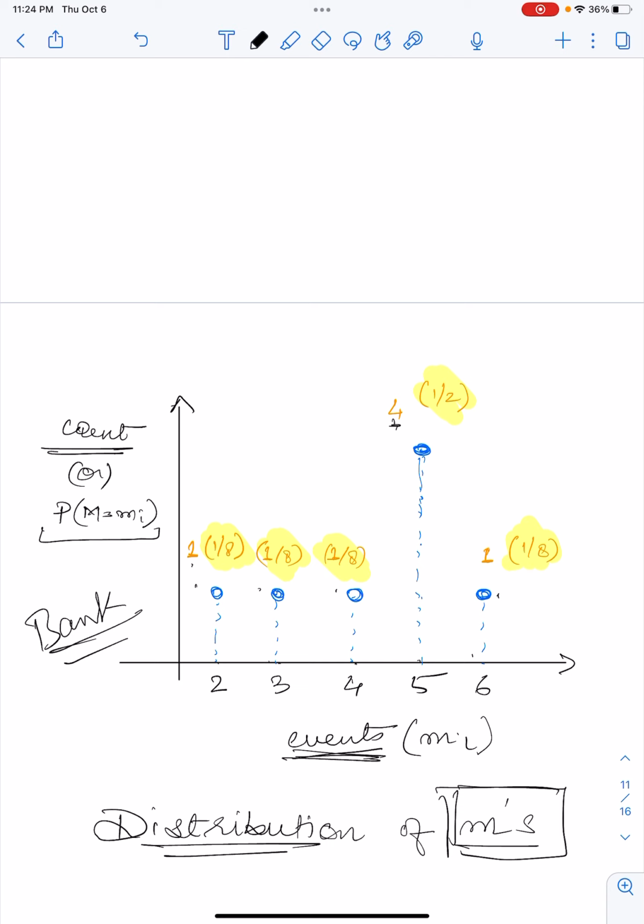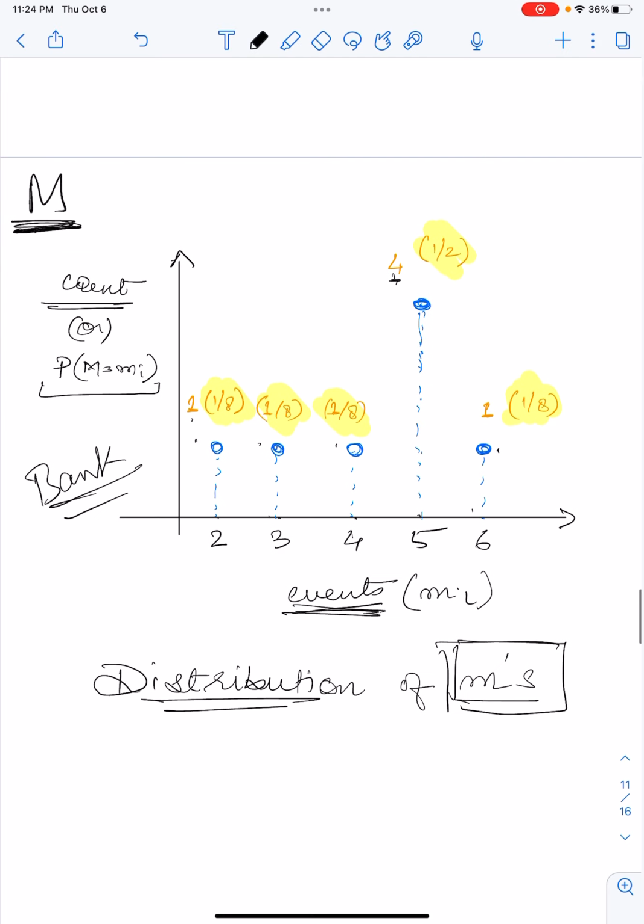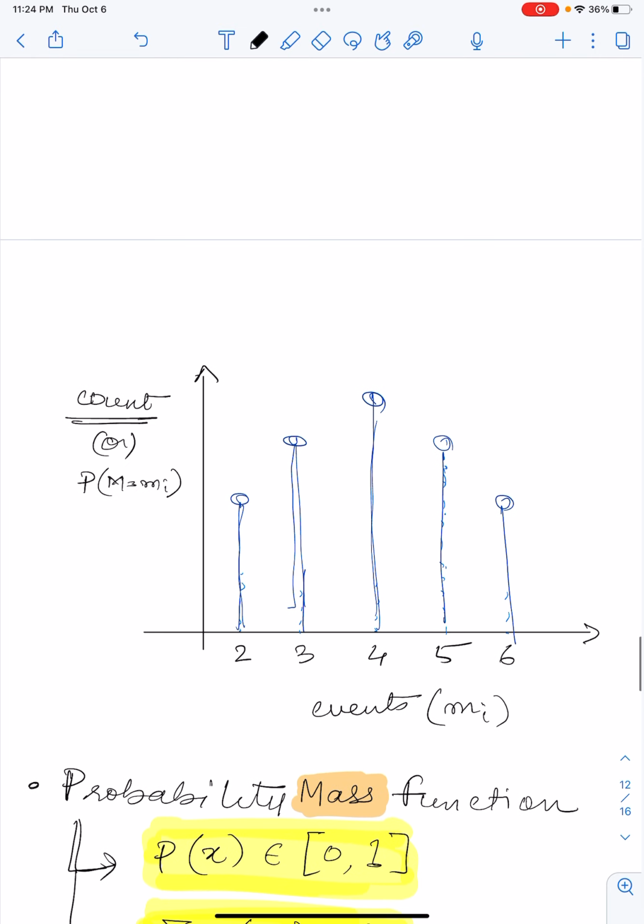So whatever possible values a random variable can take, the way that we distribute those values is known as the distribution of those m's. We are just maintaining the count, and if we convert that into a probability, we have the distribution like 1 by 8, 1 by 8, 1 by 8, 4 by 8, that is 1 by 2, and again 1 by 8. So this is known as the probability distribution of m's, how they are distributed in that probability space.